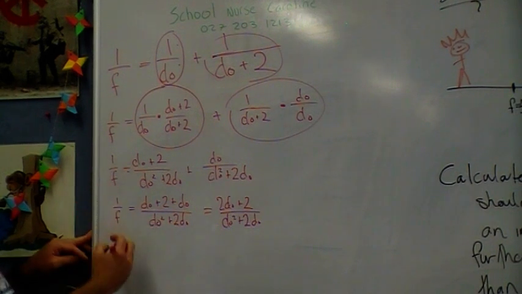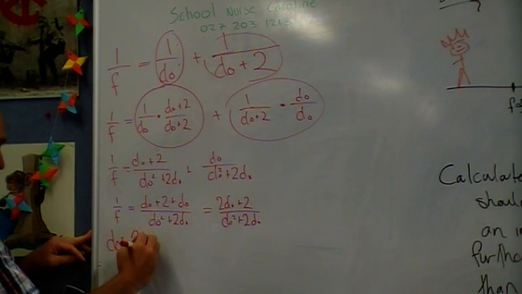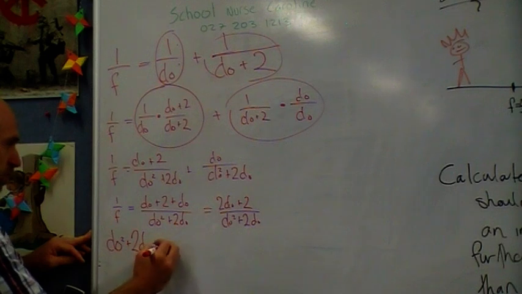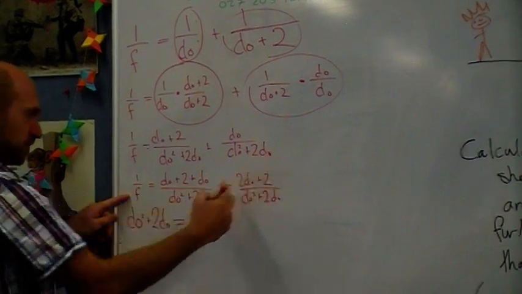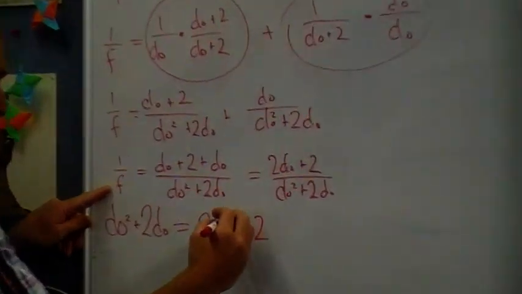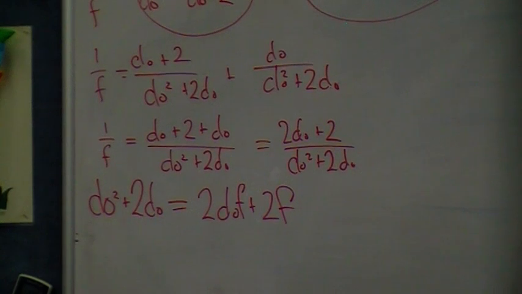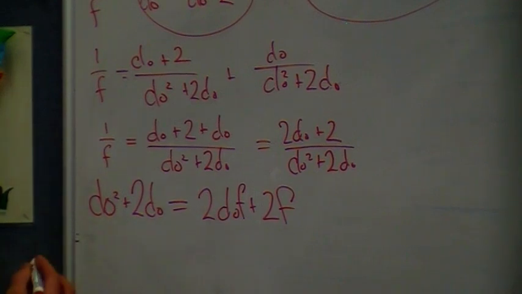1 times by the do squared thing, do squared plus 2do, equals the f times by that, 2do plus 2 f. So the f is multiplying up. We could put brackets and put the f outside, but we'll just do the whole lot at once. And we know what f is. F is 5. So let's put that f as 5 in.